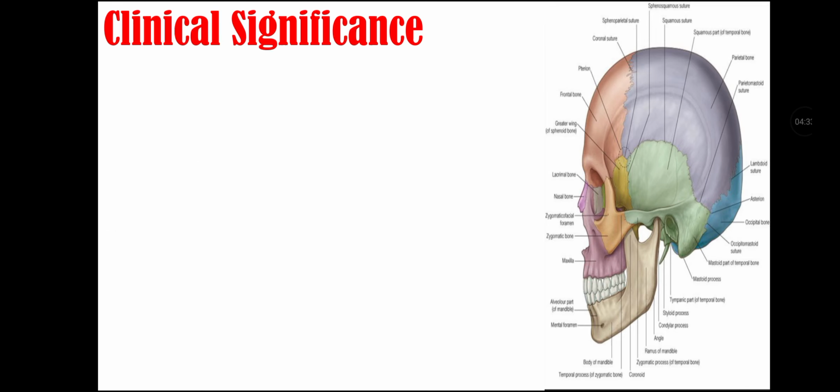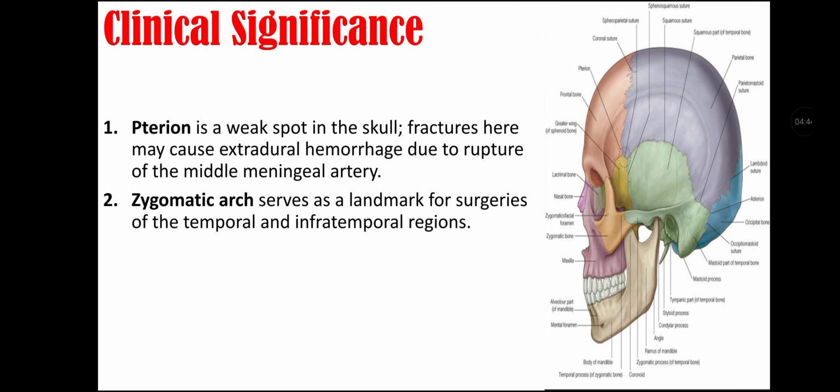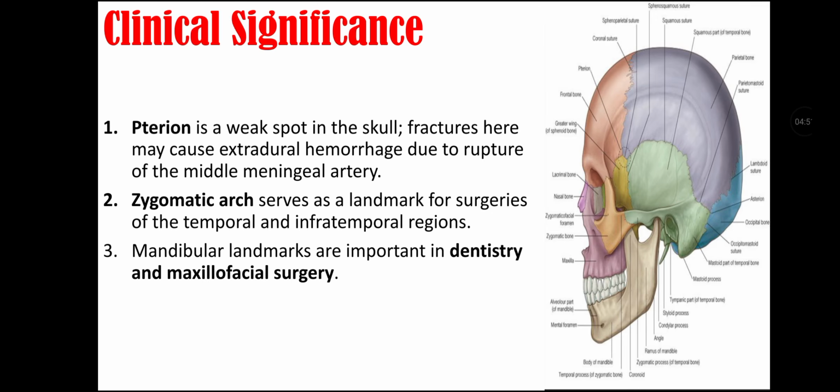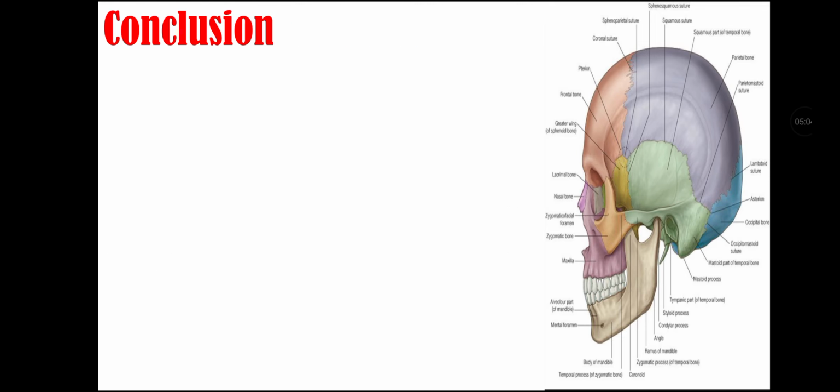Clinical significance of norma lateralis. First is pterion, that is a weak spot in the skull, and fractures here may cause extradural hemorrhage due to rupture of the middle meningeal artery. Second significance is zygomatic arch that serves as a landmark for surgeries of temporal and infratemporal region. Third significance is the mandibular landmarks that are important in dentistry and maxillofacial surgery. Fourth significance is norma lateralis is used in forensic anthropology for skull identification and sex estimation.